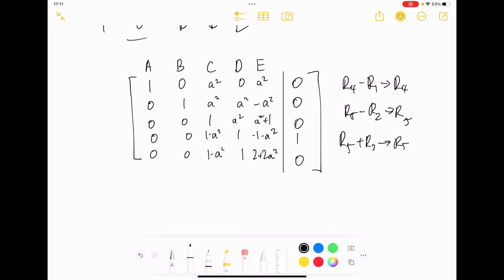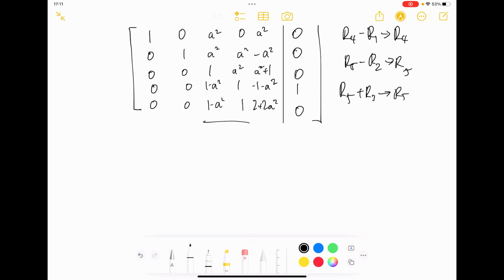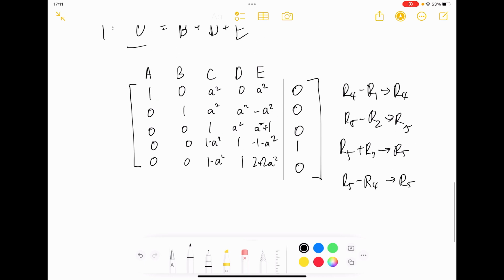But now, because I see that row 5 is really similar to row 4, and we can clear this out, we're just going to do row 5 minus row 4 into row 5. So, these two are going to go to 0. 2 minus minus 1 is 3. 2 minus minus 1 is 3. So this is 3. And we're going to do it to the augmented part as well. So row 5 minus row 4. Finally, that's minus 1. And there we go.